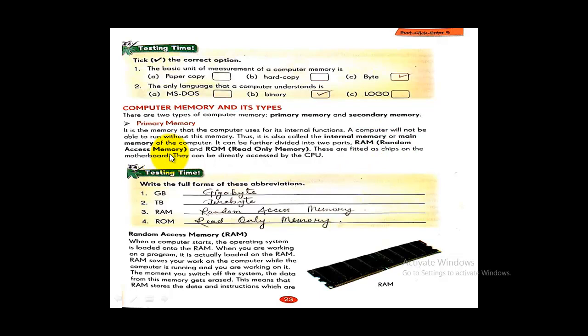RAM stands for random access memory. Okay, this is the full form. Then ROM stands for read-only memory. Got it? Now these are fitted as chips on the motherboard.